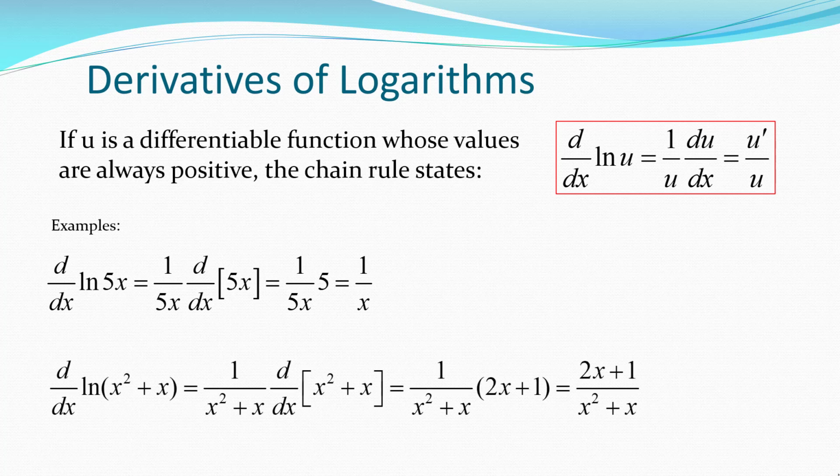So what if I wanted to know what's the derivative of the natural log of x squared plus x? So by the rule, I would put the x squared plus x in the denominator. I would multiply it by that derivative and put that in the numerator. So the derivative of x squared plus x is 2x plus 1. So the derivative of the natural log of x squared plus x is 2x plus 1 over x squared plus x. It's, again, a great rule.